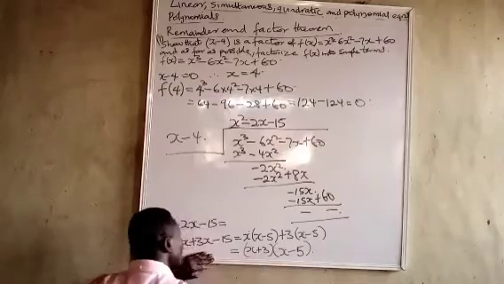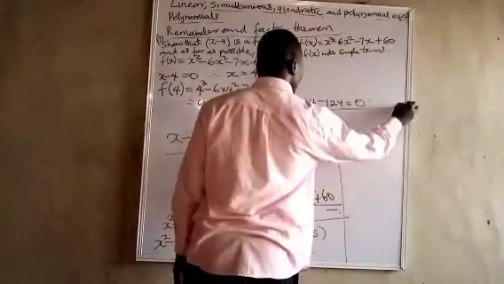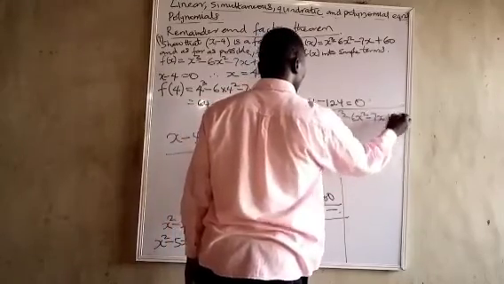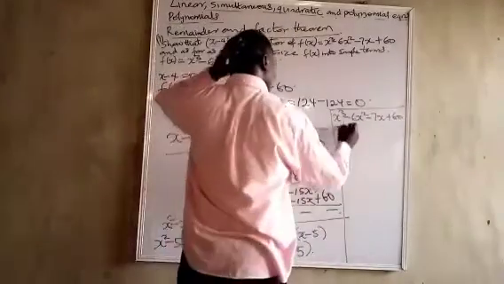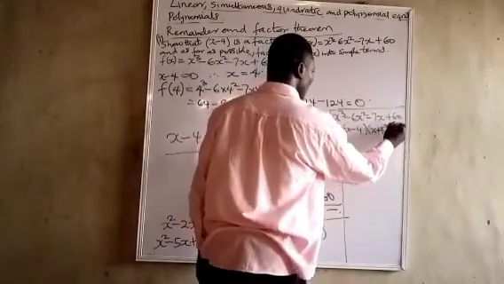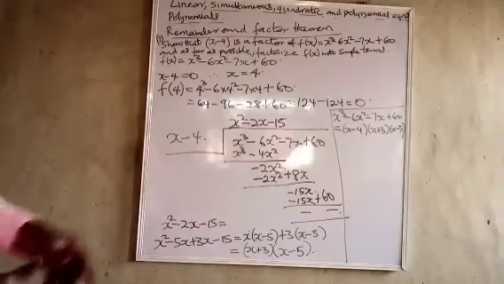You can see, at the end of the day, it means that x cubed minus 6x squared minus 7x plus 60 can be factorized as x minus 4 into x plus 3 into x minus 5. That is how you work it out. That's the final factorization.